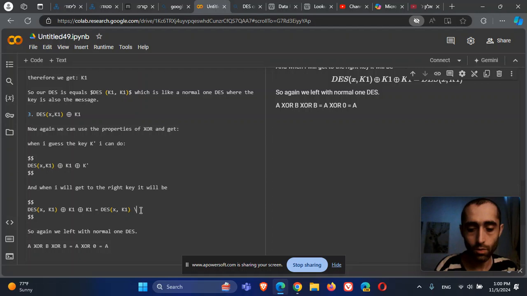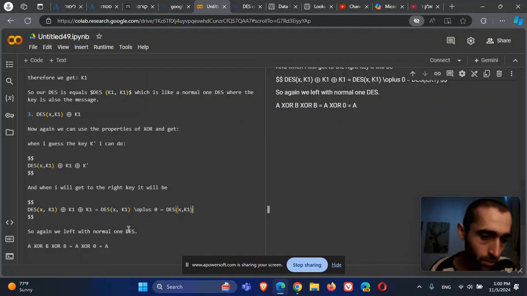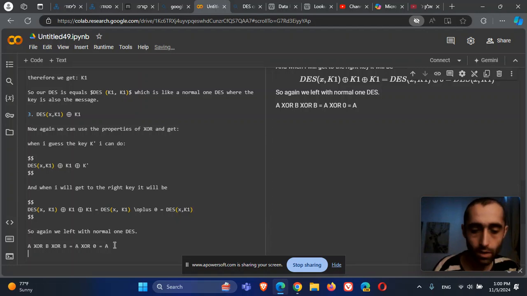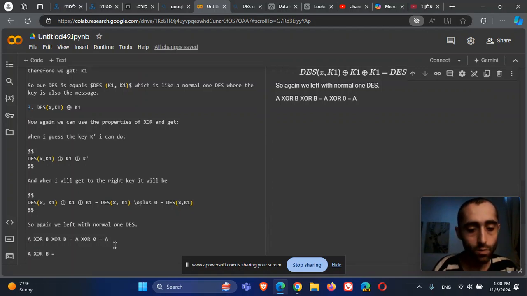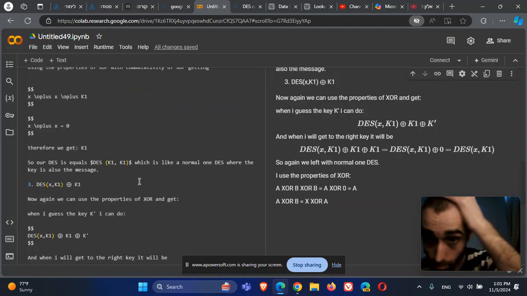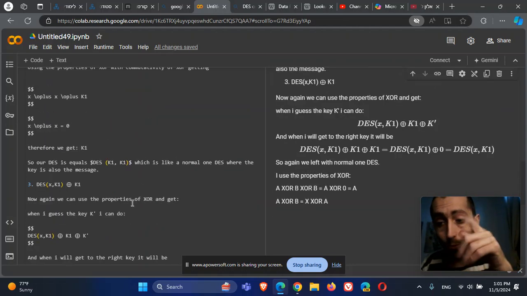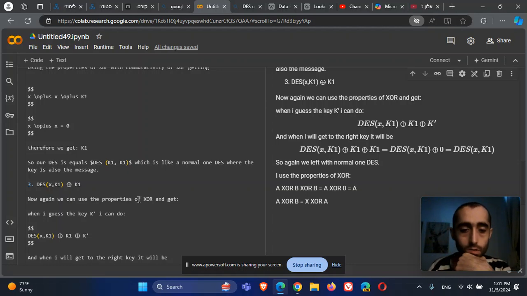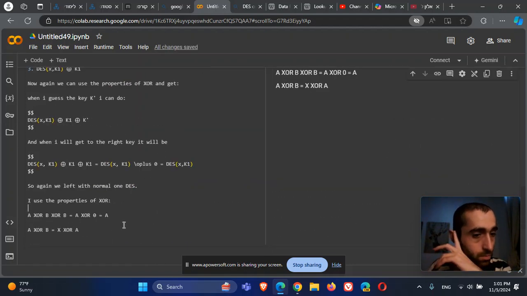I can even do it more precisely. Give me this, X K1. Okay? And another property that I use is that A XOR B equals B XOR A, from commutativity, which XOR satisfies. I use the properties of XOR. Now, I'm not sure that I'm really making true statements. I'm not even sure that it's very smart to learn from what I do here, because I may make many mistakes. Never mind.